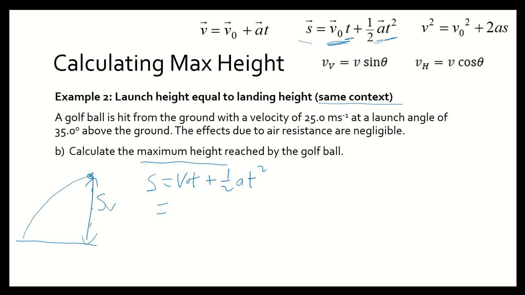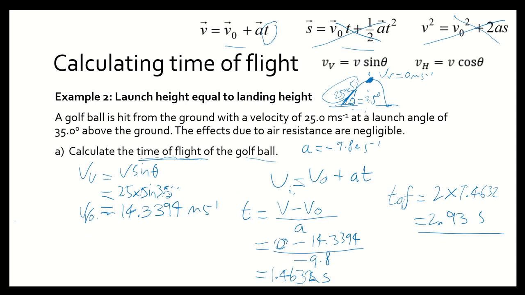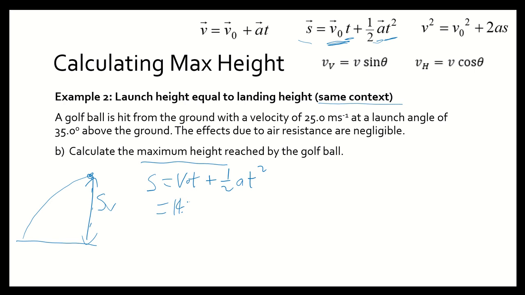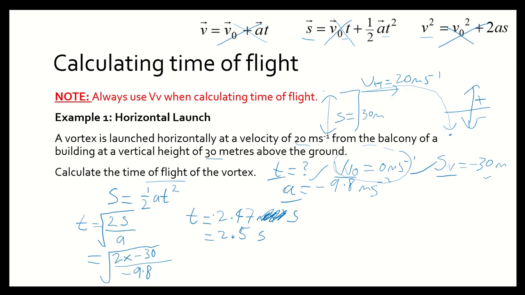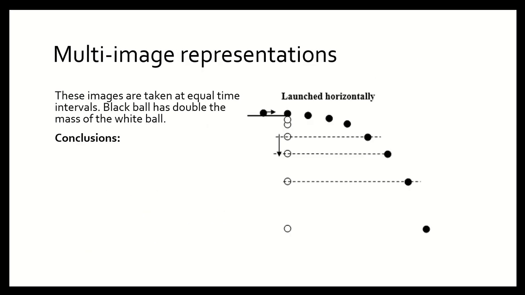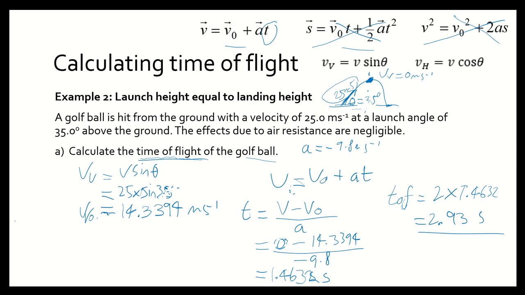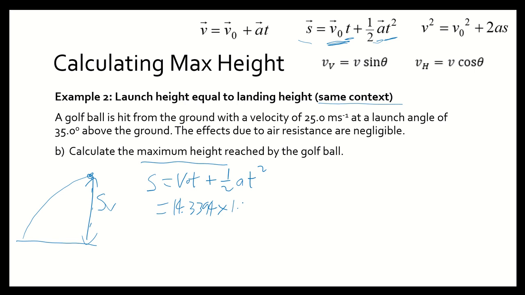So our initial velocity, if I go back, was 14.3394 times by the time, 1.4632, plus a half times negative 9.8 times by 1.4632 squared.